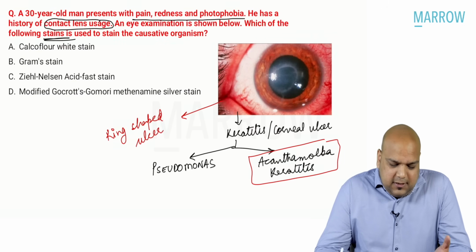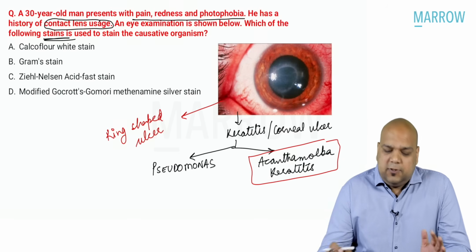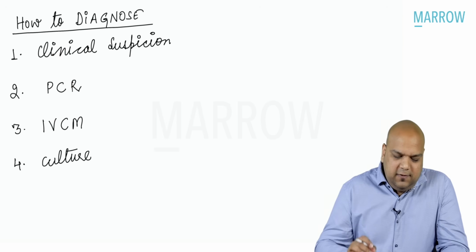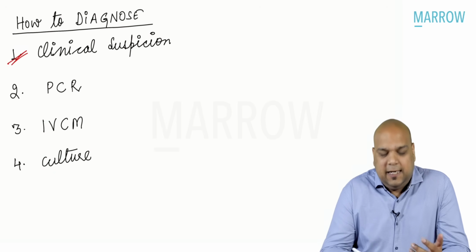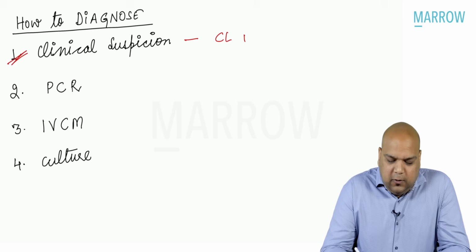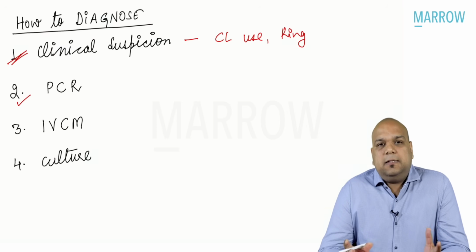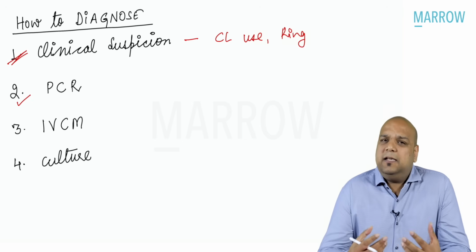Now the question comes, microbiology, how to stain the causative organism. So first of all, let us see what are the modalities through which we can diagnose Acanthamoeba keratitis. So first of all, clinical suspicion. As we have discussed, clinical suspicion, contact lens use, and we see ring-shaped ulcer. Okay. Then what can be done? What is 100% confirmatory is PCR, but PCR is not readily available.